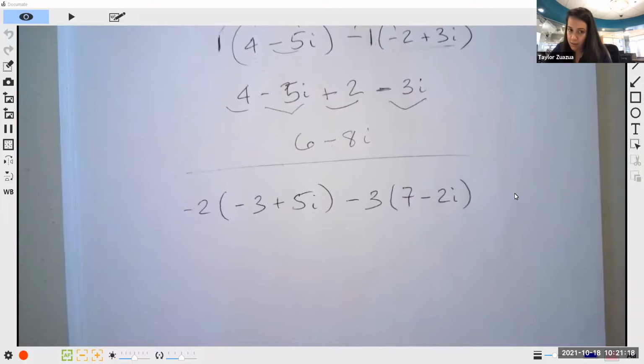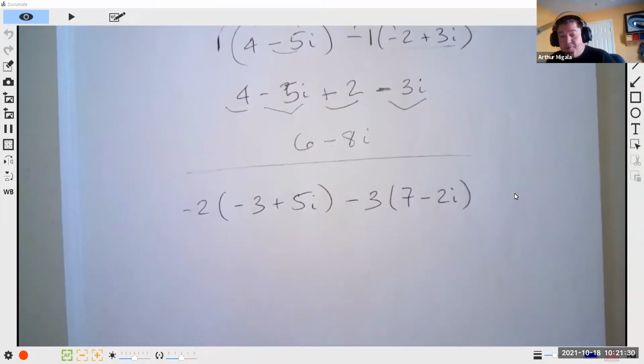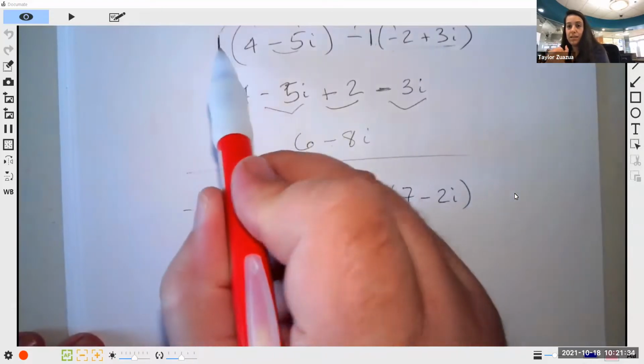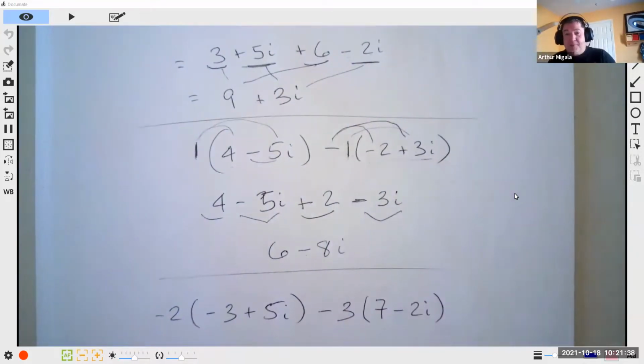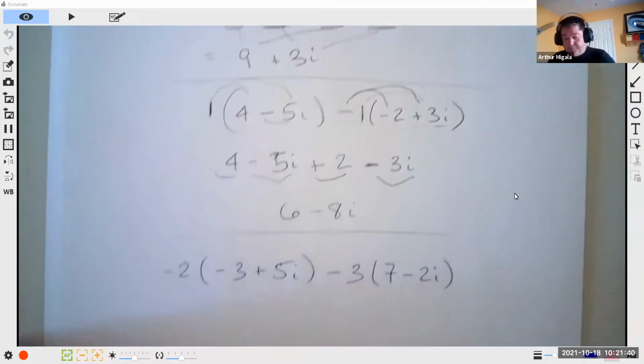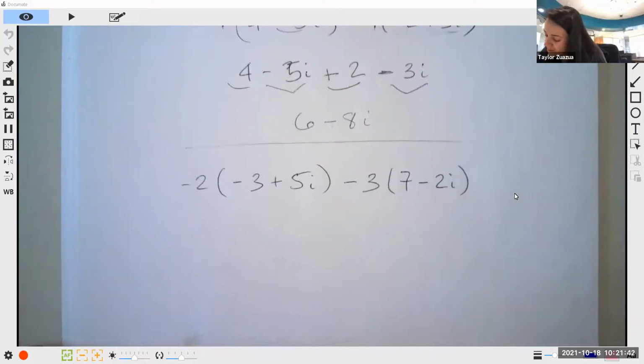-2, -3, 5i, -3, 7 minus 2i. Because if you physically see a number there, it's easy. You know what to do now. But if there's nothing there, there's always a number 1 in front of everything. There has to be a number. There's always a 1. Okay, so always.